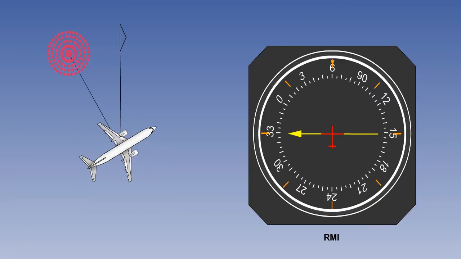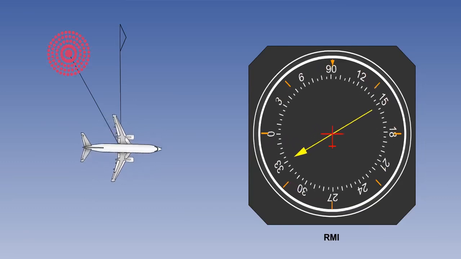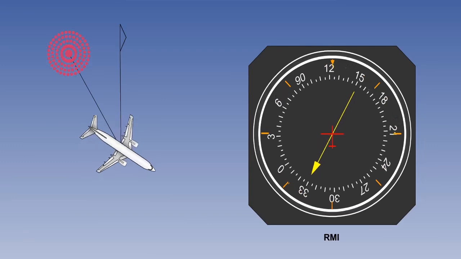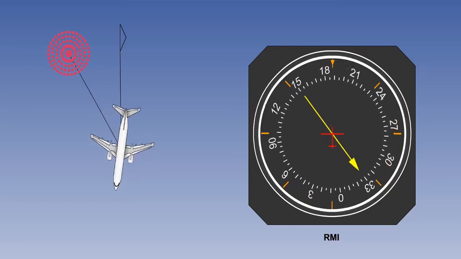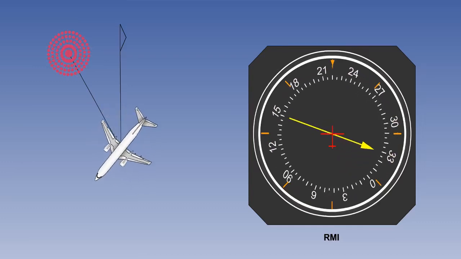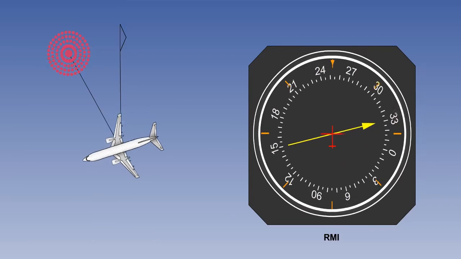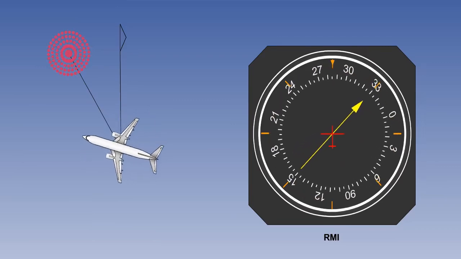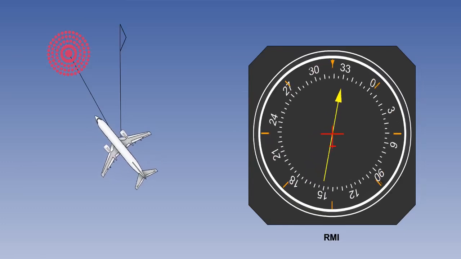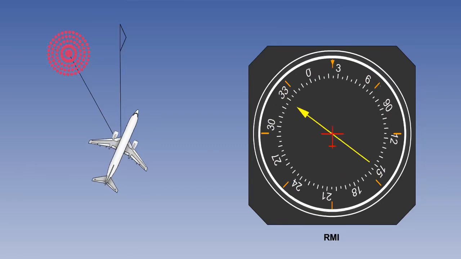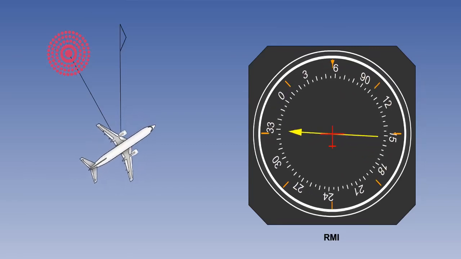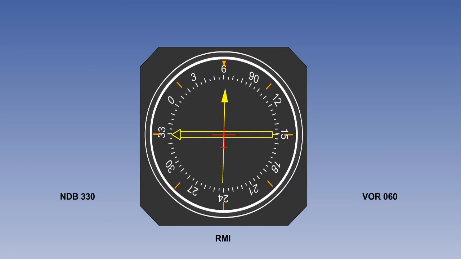This manual adjustment is avoided in the RMI, the radio magnetic indicator, which incorporates a moving dial which shows the aircraft's magnetic heading. The RMI then interprets both the radio input from the beacon and a magnetic input to provide continuous magnetic heading and beacon bearing information. The RMI is much easier to interpret.